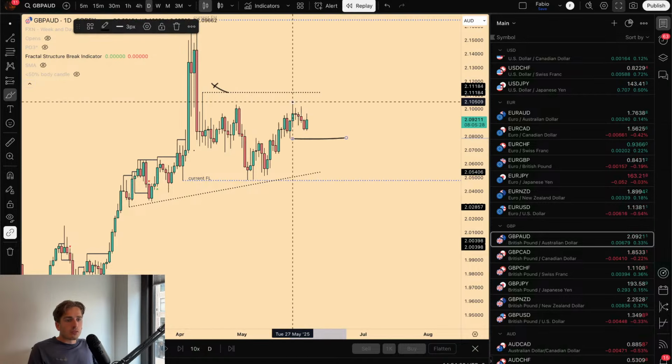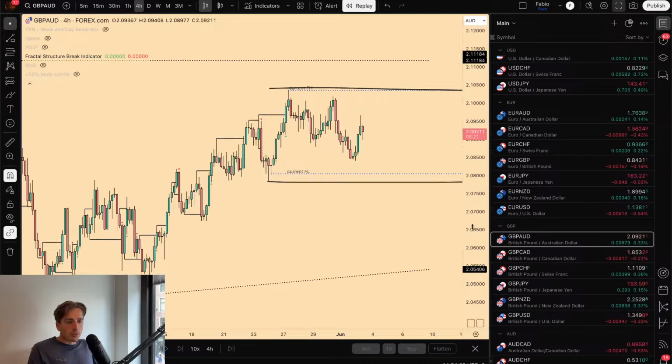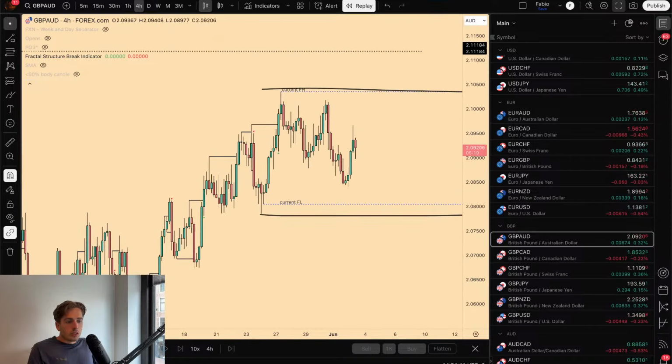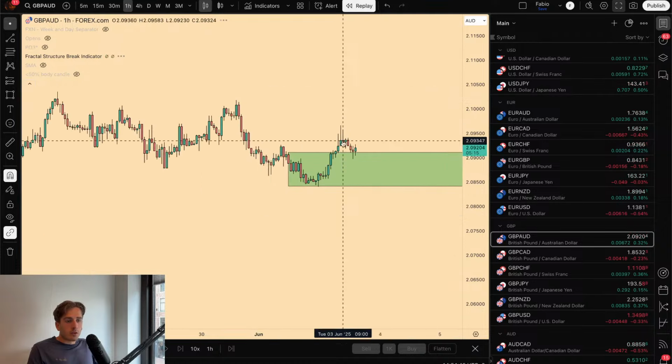Fractal structure internal is kind of like this. So looking at the 4-hour, let's have a quick look. It's also fractal bullish. Internally also tapped into this. What's the 1-hour doing?